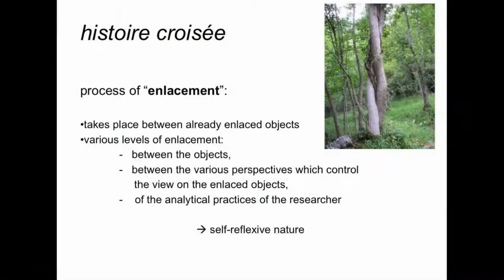So the process of enlacement is conditioned by various dimensions. One, that it is continuously created anew because it takes place between already enlaced objects. This implies that the objects which we analyze are subject to a permanent transformation during and on behalf of the enlacement, which generally takes place, moreover, in asymmetrical constellations.